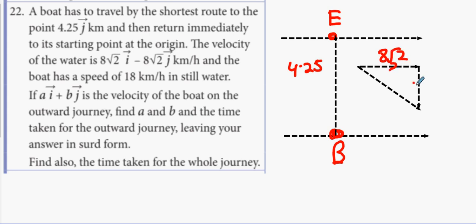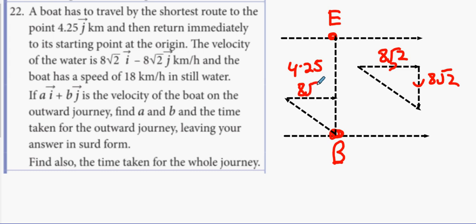And 8 root 2. So straight away, when I'm doing this here, I have to aim at what to the left. What do I have to fire to the left? So I go straight up. What do I need? What's this component going to be? The parallel component. 8 root 2. Has to be 8 root 2.